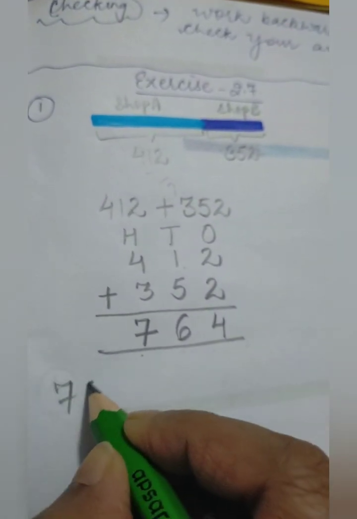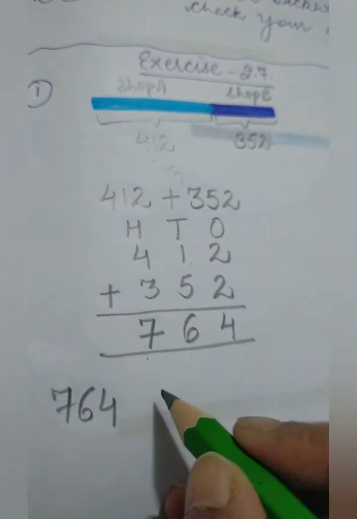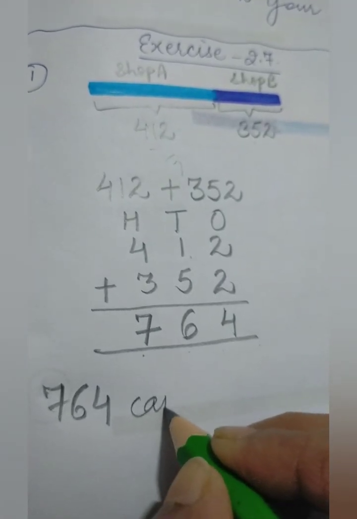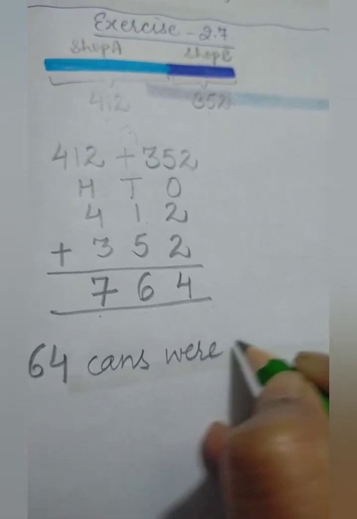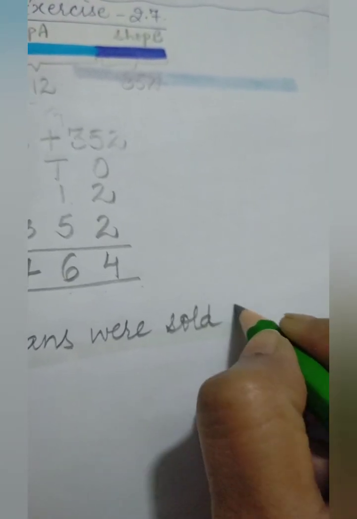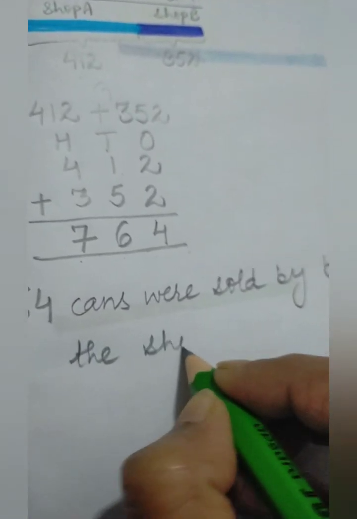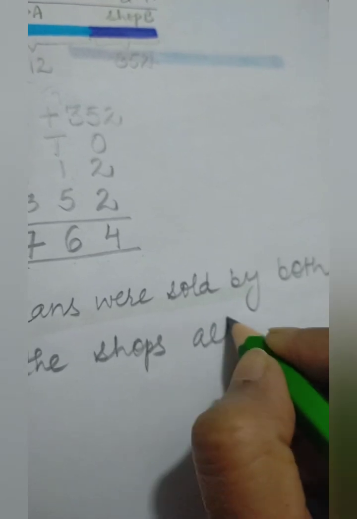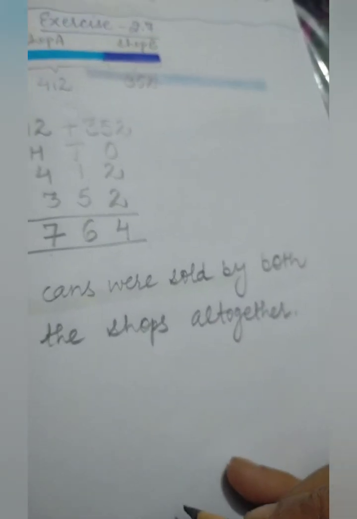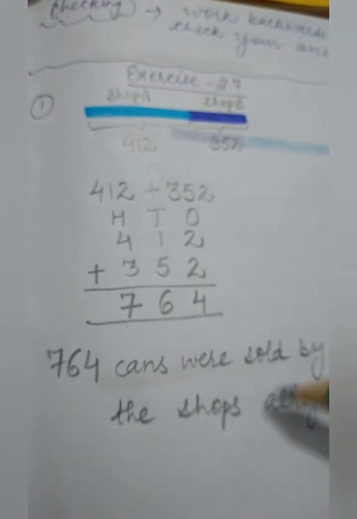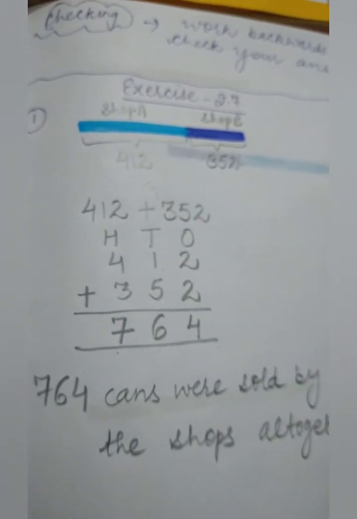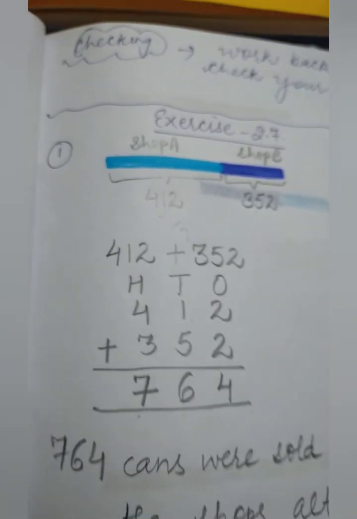Yes, we will write 764 cans were sold by both the shops all together. Yes, so in this way we have to do sum number 1, using the model method.